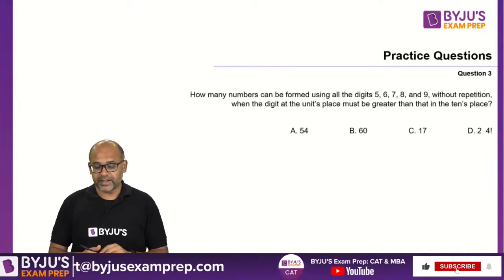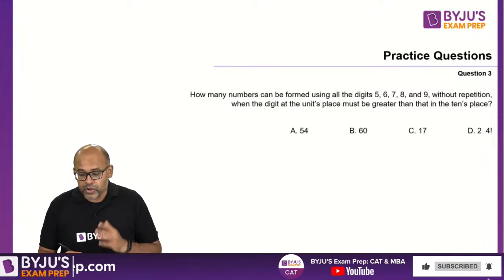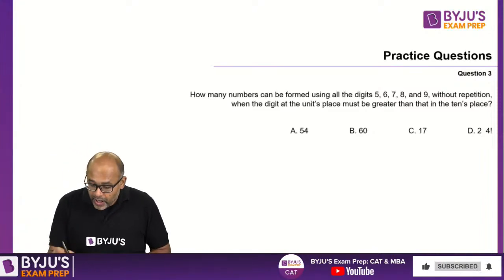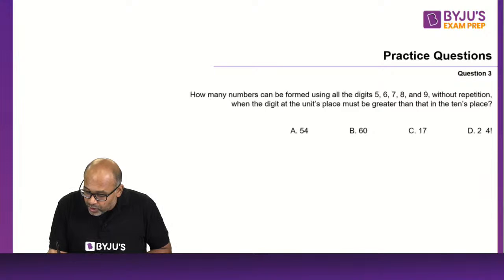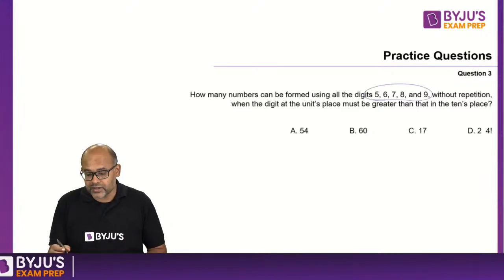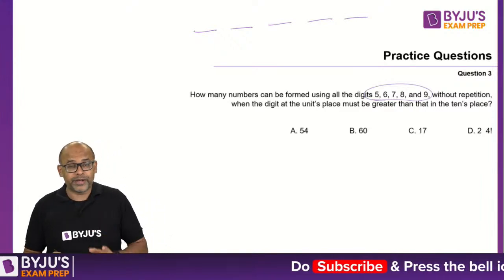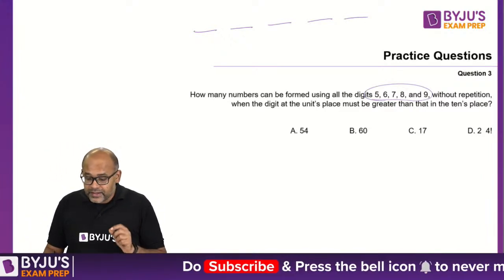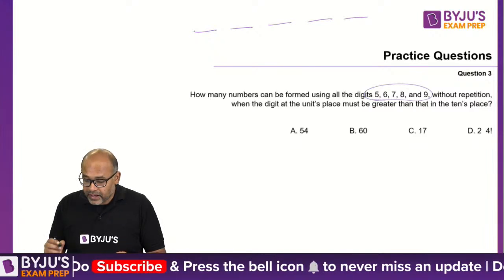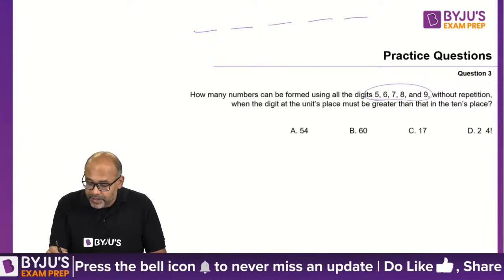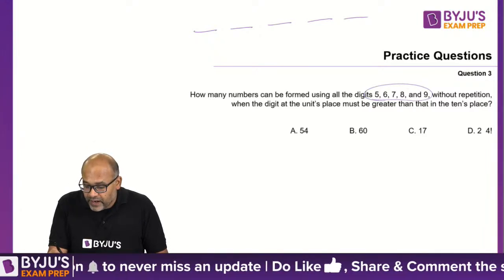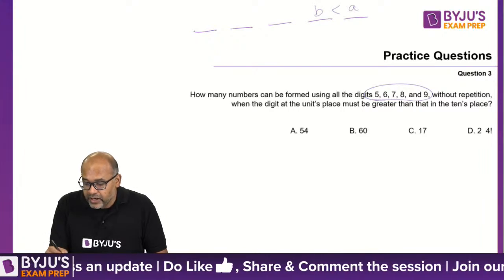Very good, Saurabh. That is the correct answer. Let's go ahead and see what is happening here. How many numbers can be formed using all the digits? If I have to use all the digits, I'm talking about a 5-digit number, without repetition, where the digit at the units place must be greater than that in the tens place. So in the units place, if I have B and A, my A should be greater than B.